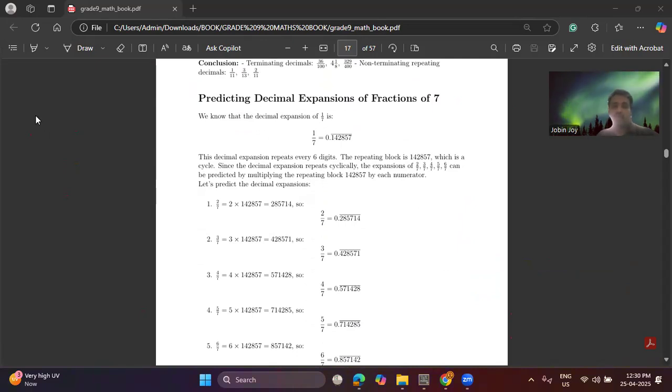Okay, next question is 1 by 7. 1 by 7 is given. 1 by 7 is 0.142857 bar, that means repeating. Calculate what is the value of 2 by 7 using this.